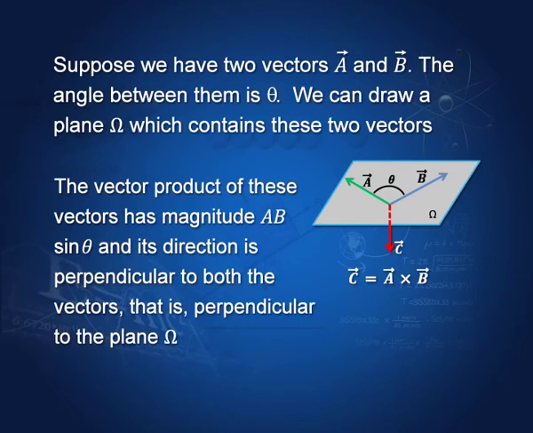How do you find this direction? When I say it is perpendicular to the plane, is the perpendicular upwards or downwards? This we find with the help of what is known as the right hand screw rule. We imagine a screw which is right handed, that is, if we rotate it like this, it goes down. If we rotate it like this, then it goes up.